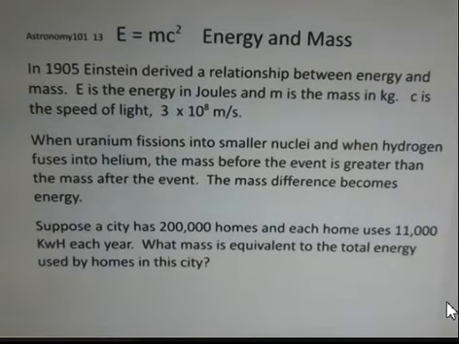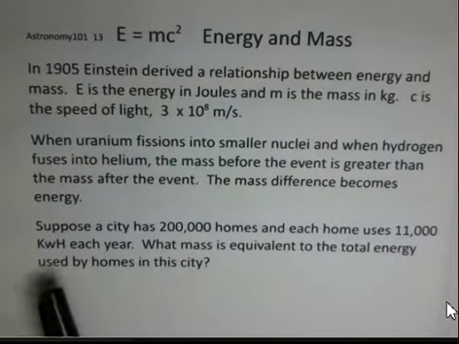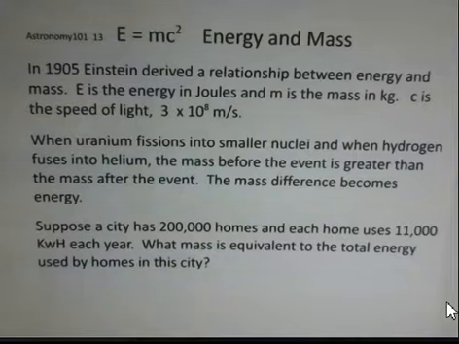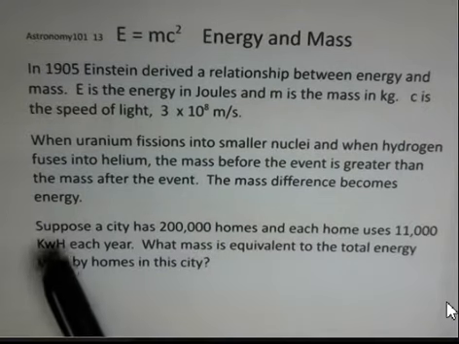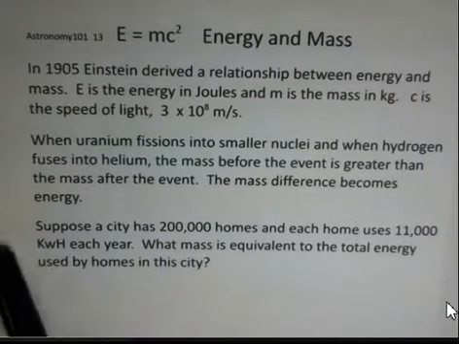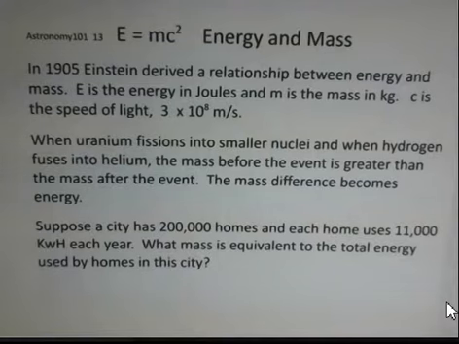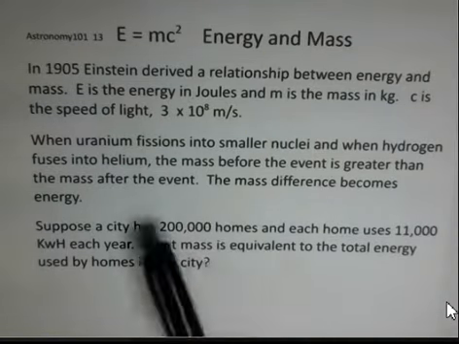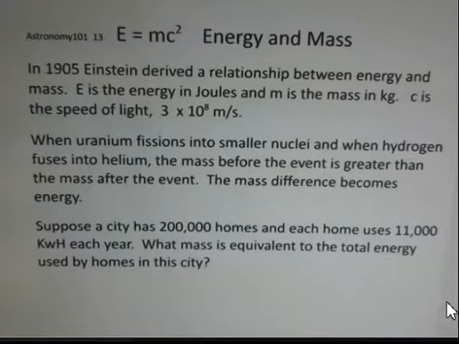What type of unit is the kilowatt hour? Well, the watt, that's a standard metric unit. It's a joule per second for 1 watt. When we multiply by another time unit, the hour, we don't get direct cancellation of hours and seconds, of course, but this is an energy unit. The kilowatt hour is a measure of energy. And we want to know what mass would match this energy use. 200,000 homes, and each home using 11,000 kilowatt hours.